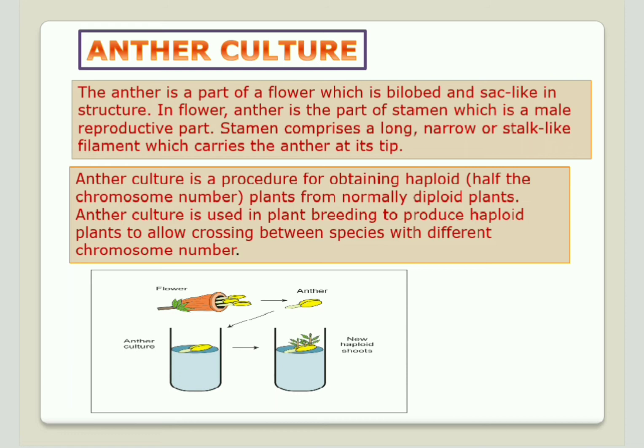Now here you can see below in the slide there is one figure showing the procedure of this anther culture. You can see the yellow portion, this anther, is bilobed, and it is attached to this stalk-like structure, that is the stamen. It is inside the flower. So what you have to do is separate it from the flower and put it in the culture, and after some time shoots will develop, called new haploid shoots.